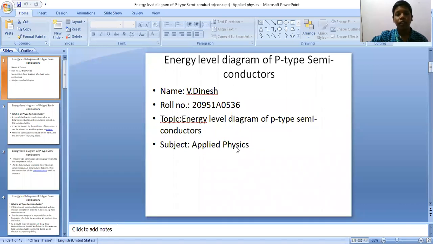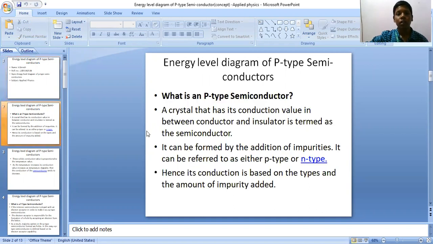My name is V. Dinesh, and the topic is energy level diagram of P-type semiconductors, and the subject is applied physics. Energy level diagram of P-type semiconductors.